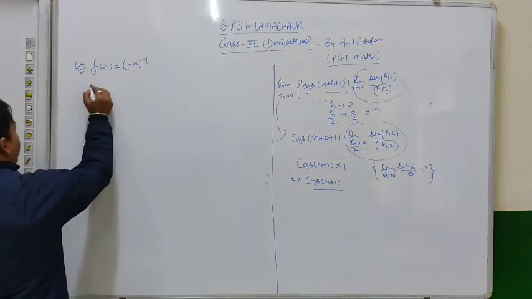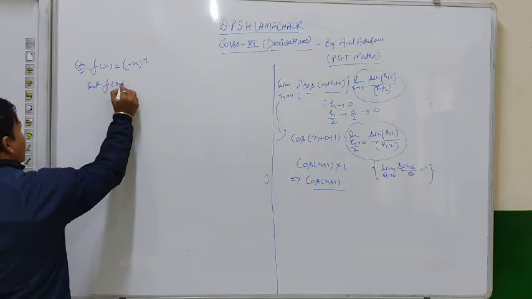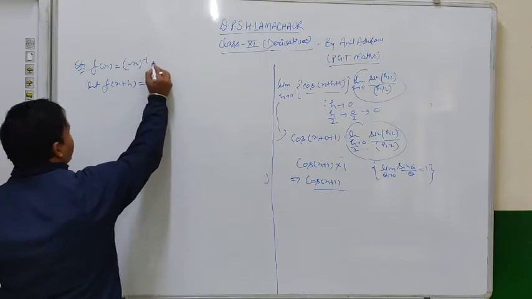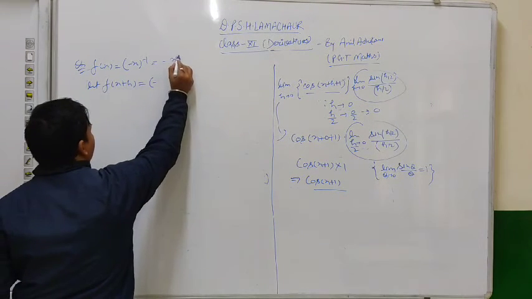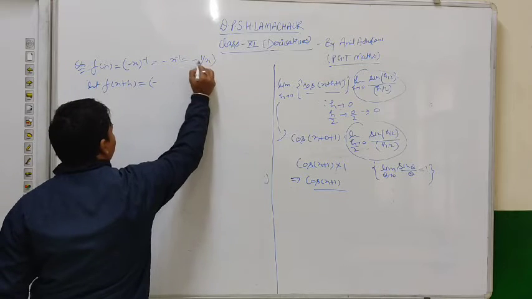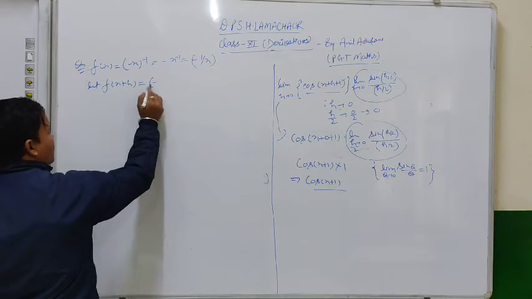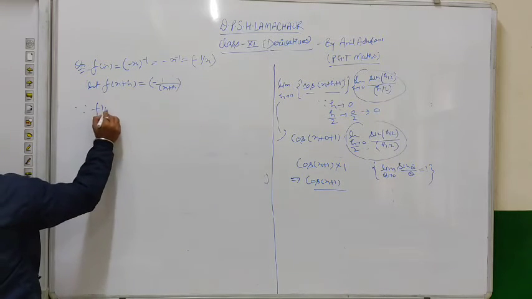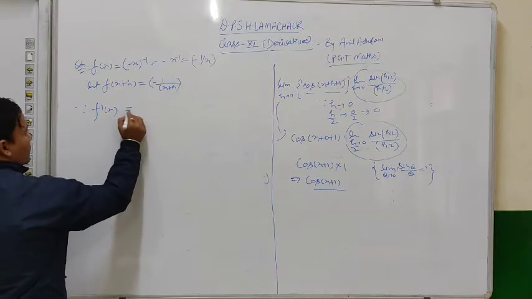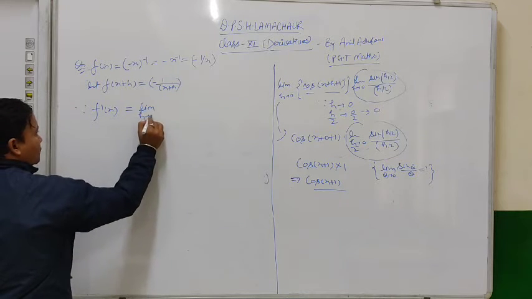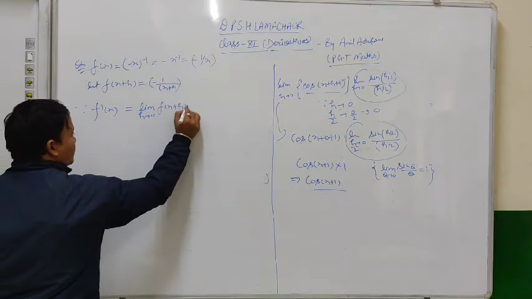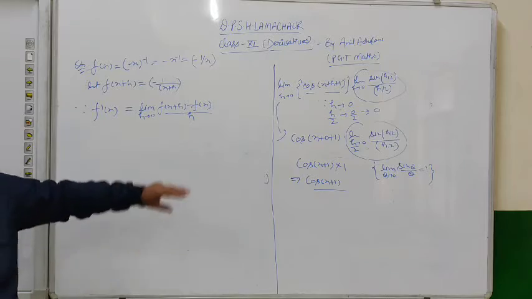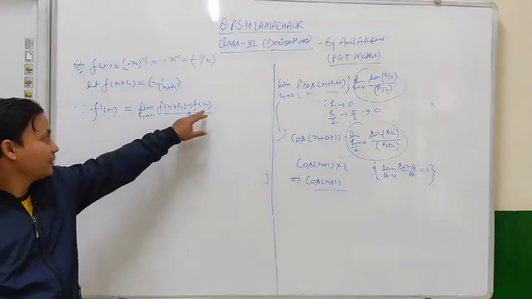So let f of x plus h is equal to minus, since it is given as minus x, we can write it like minus x to the power minus 1, or minus 1 by x. So f of x plus h will be minus 1 upon x plus h. Now we know that the derivative of the function, f dash x, is limit h tends to 0, f of x plus h minus f of x divided by h.